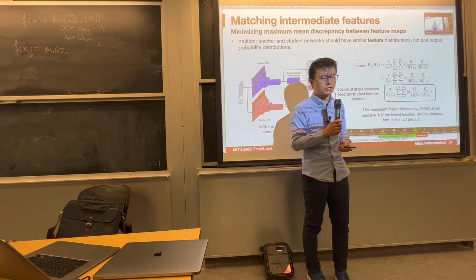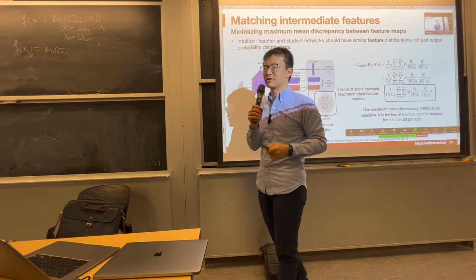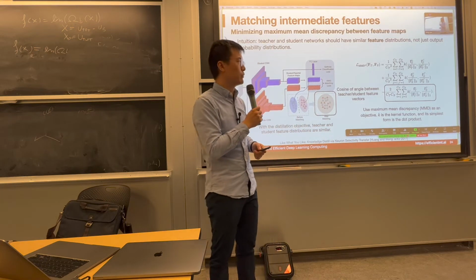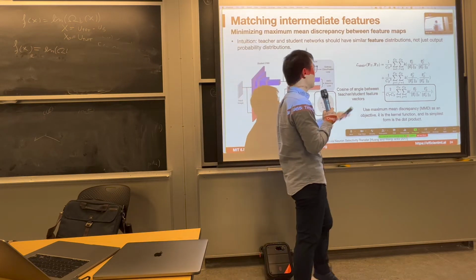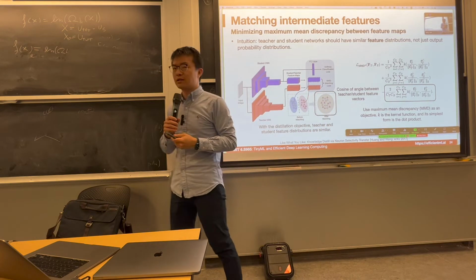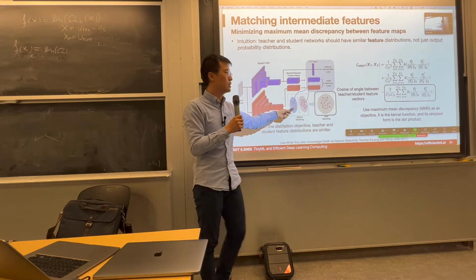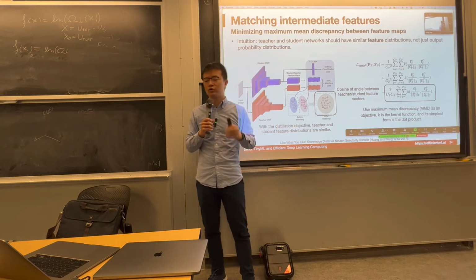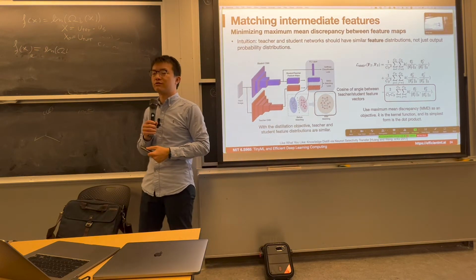So the intuition is that if two vectors are very similar, then the cosine distance will be very small. Then the loss will be small. We try to penalize such difference. Right? This difference, and this is very similar. We try to match the intermediate feature maps.